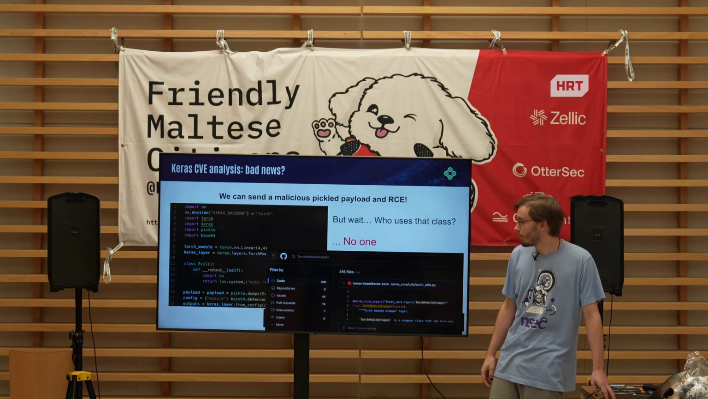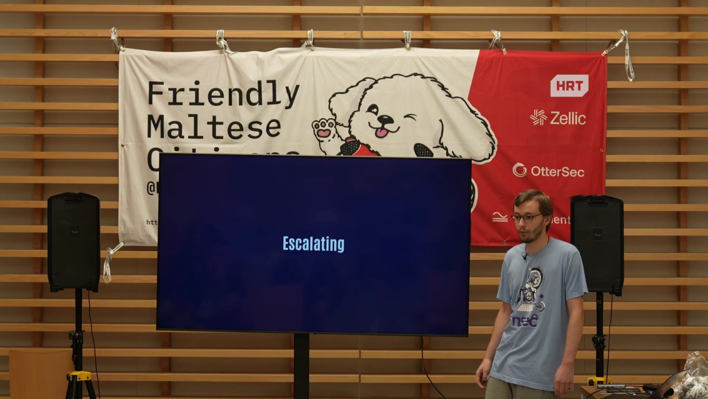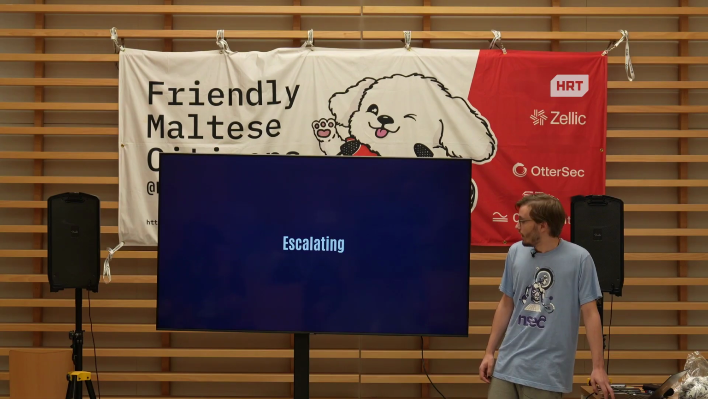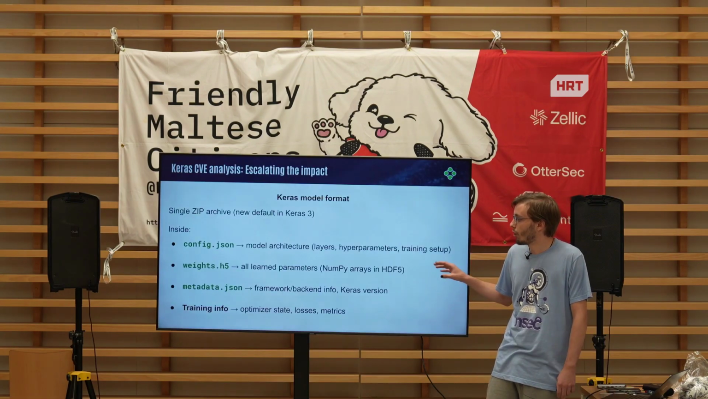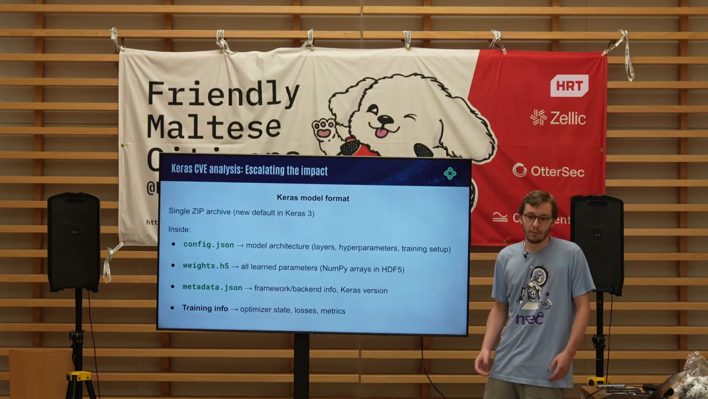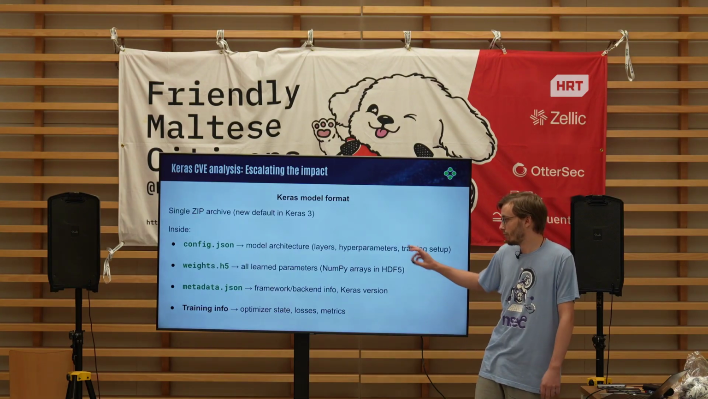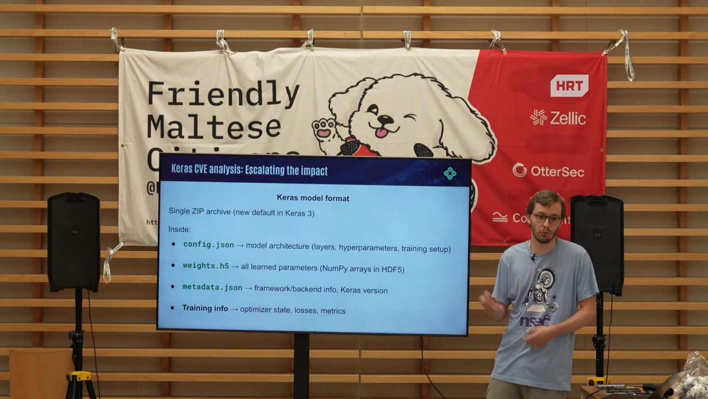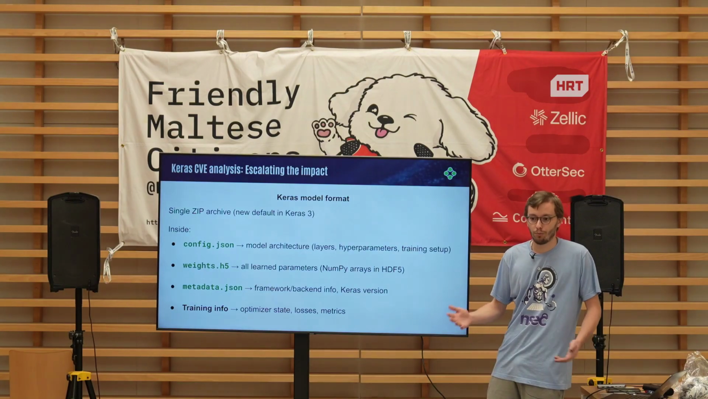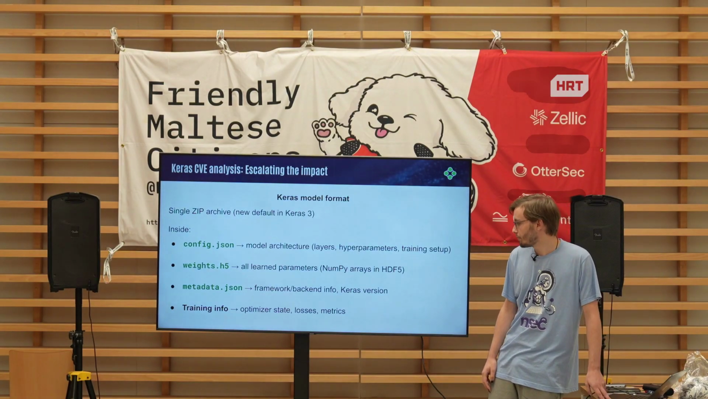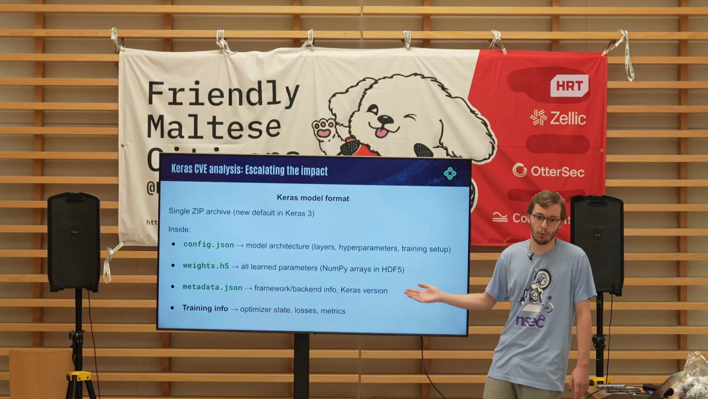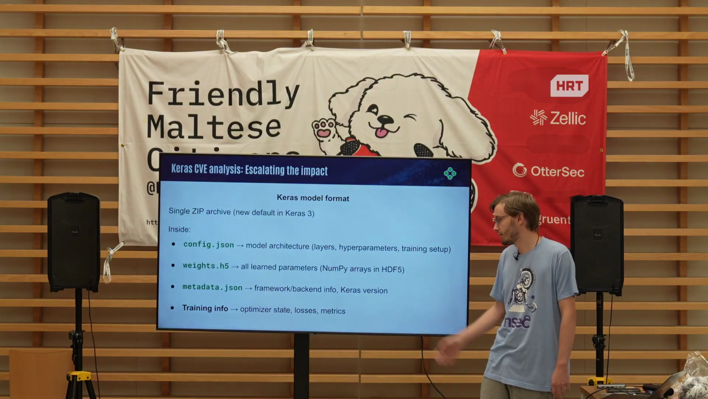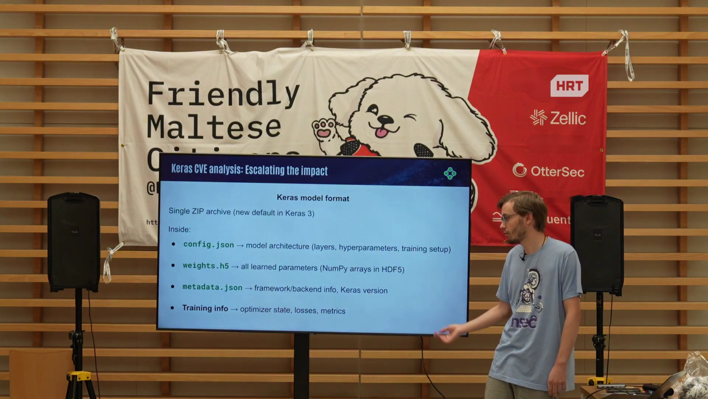That's annoying. So how do we escalate that? We can get RCE, but it's a weird setting that no one really uses. There are a few things you should know about the Keras model format. Keras is basically just a zip file with a config.json, which contains things like layers, hyperparameters, training setups, a few names, and some data that isn't always there. It's optional data. Then you have your weights, which are probably one of the most important parts, that have basically all the parameters. And then you have some metadata used by the framework backend, the Keras version, and all.